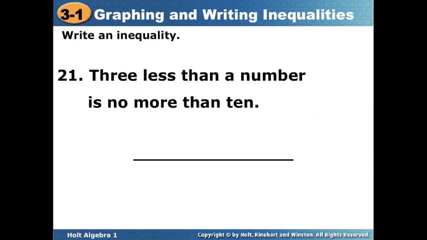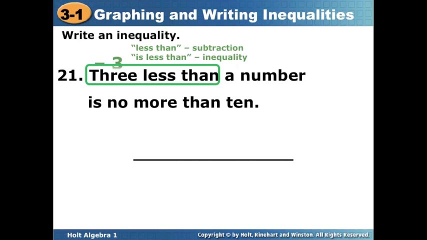Number 21. We have 3 less than a number is no more than 10. So we have 3 less than. In this case, 3 less than is subtraction. Less than is one of those turnaround words where we put the 3 after the symbol that shows subtraction. If it said is less than, that would be an inequality symbol.